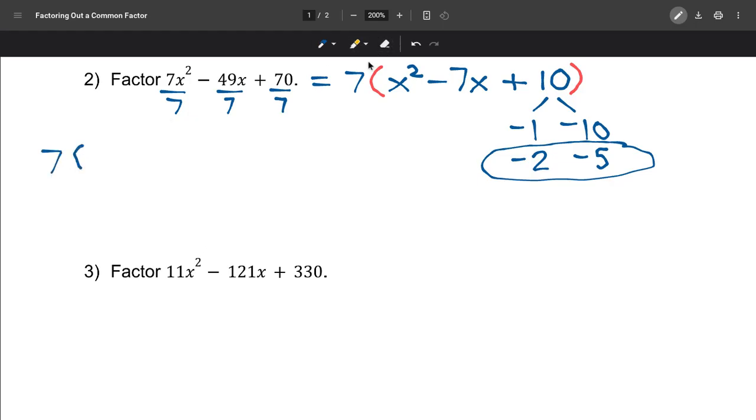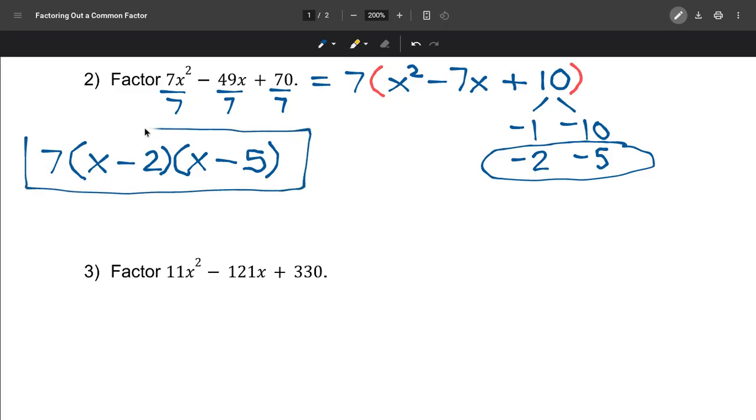So I can write this in factored form as 7 times x minus 2 times x minus 5. And there's the factored form for that one. All right, let's keep going.